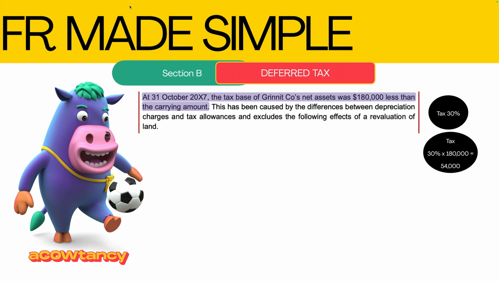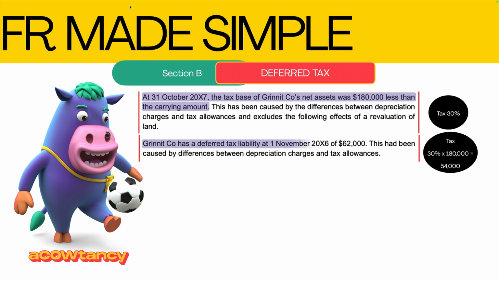Now, that is presuming that there's nothing in the deferred tax liability account already. I want it to be 54. I need to know what's in it already. And the question goes on to say, at the start of the year, there was 62 in it already. So there was more in it than I actually want there to be in it now. So I need to reduce that deferred tax liability, don't I?